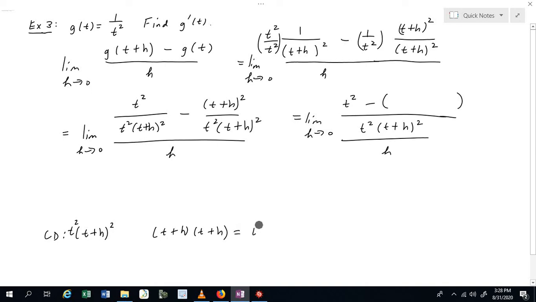And so you get t squared, and then you get t times h, but then you get h times t, which is the same as t times h. The order in which you multiply doesn't matter. And so you can write that as 2th. So that's your middle term. And then the last term, of course, will be h times h, just h squared. So that's what we get when we FOIL this out.